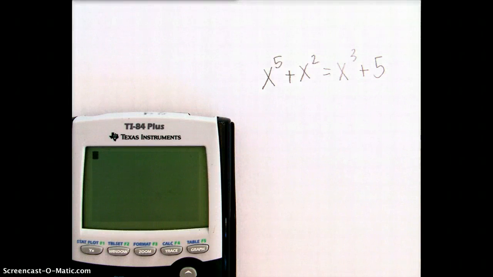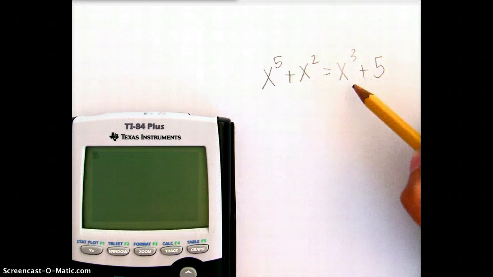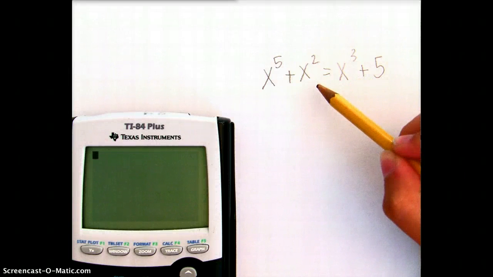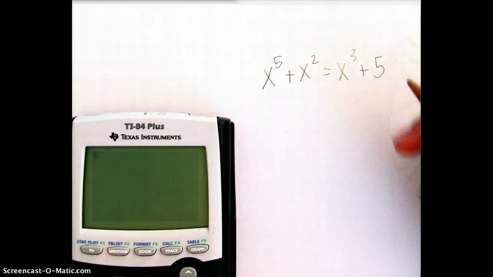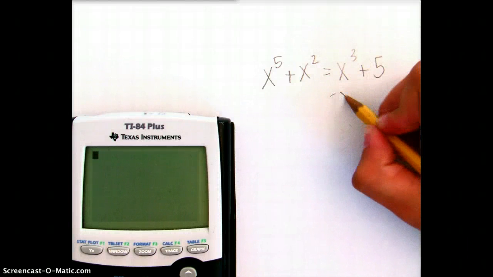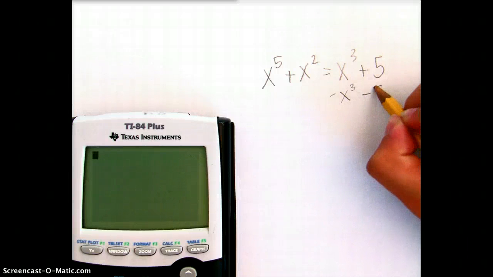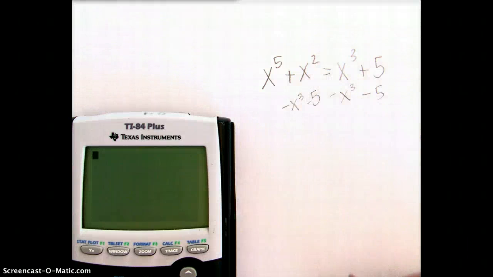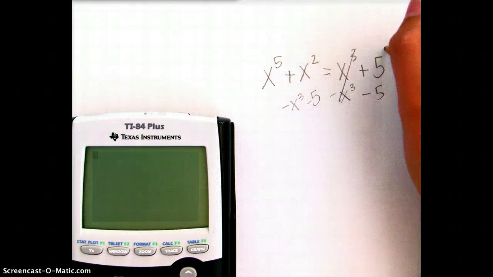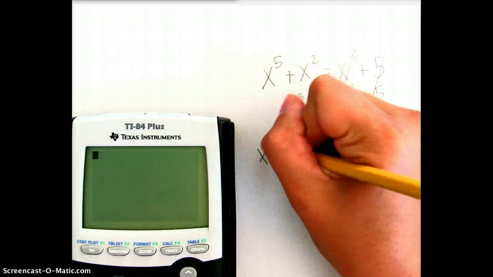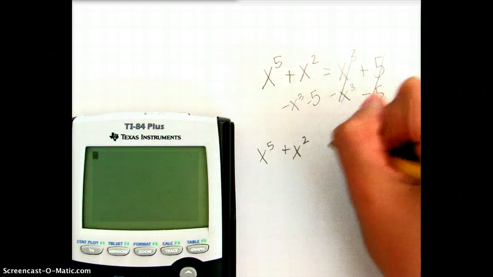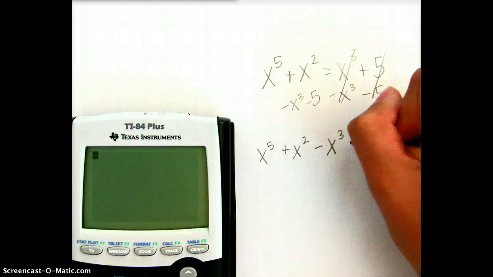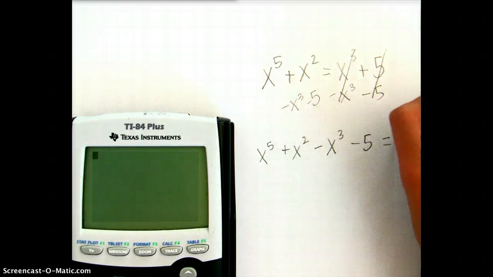So we need to solve this equation so that one side is 0. In order to do that, I just need to pick a side to move everything to. I'm going to move my x to the 3rd power and my 5 over here. So I'm going to subtract x to the 3rd and subtract 5 from both sides, so that I end up with the equation, these two cancel out, x to the 5th plus x squared minus x to the 3rd minus 5 equals 0.